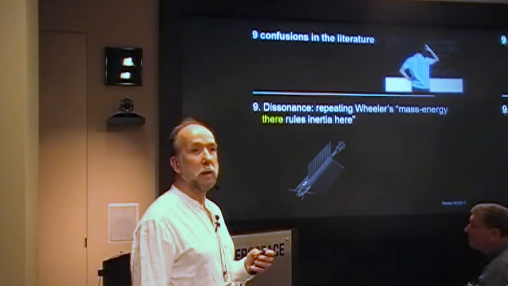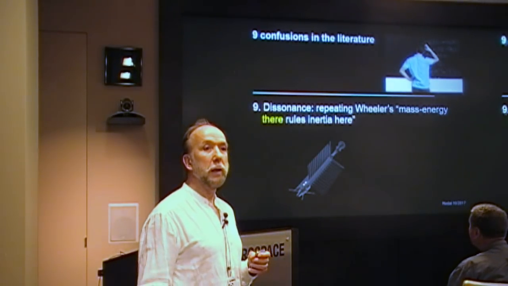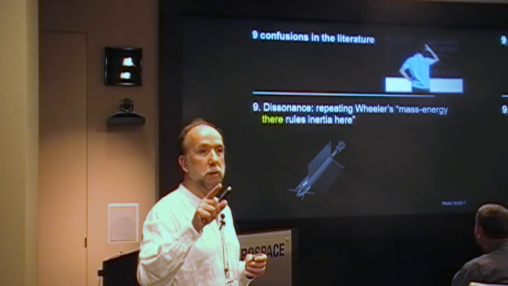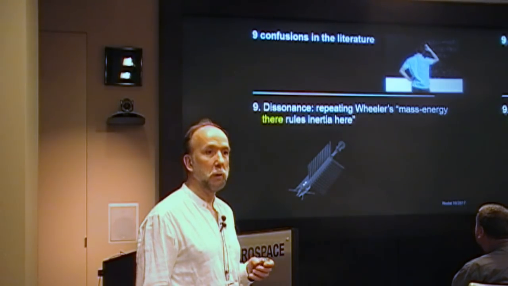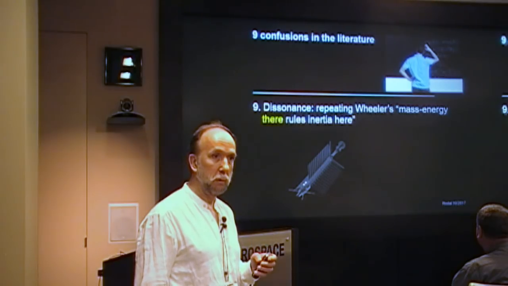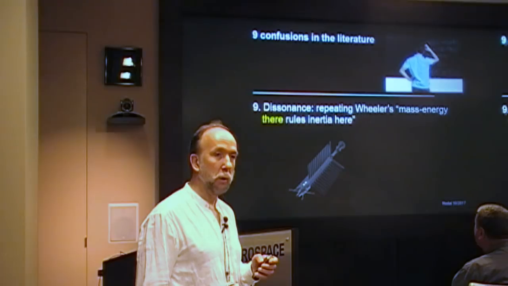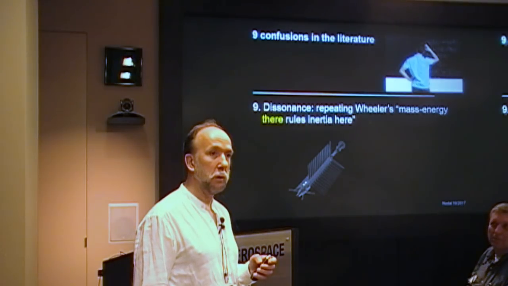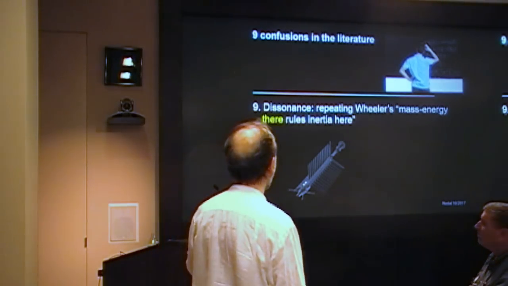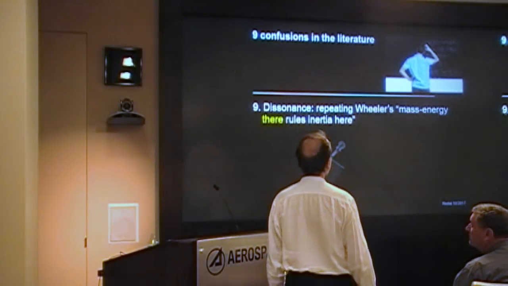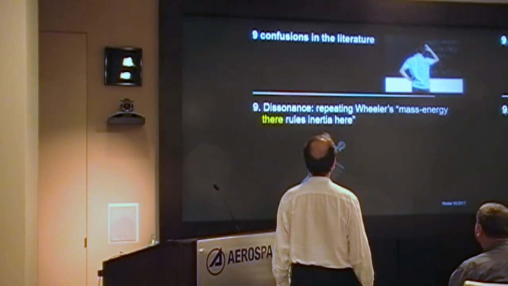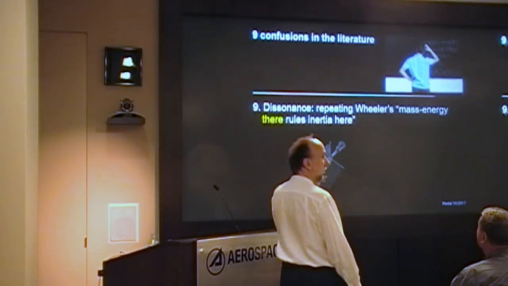So anyway, there are also experiments being conducted in labs throughout the world to try to show the chameleon effect, not just in space. On the Earth? Yes, on the Earth. There may be one in Berkeley, actually. Okay. So finally, confusion number nine, repeating the Wheeler's mantra of mass energy there, rules inertia here.